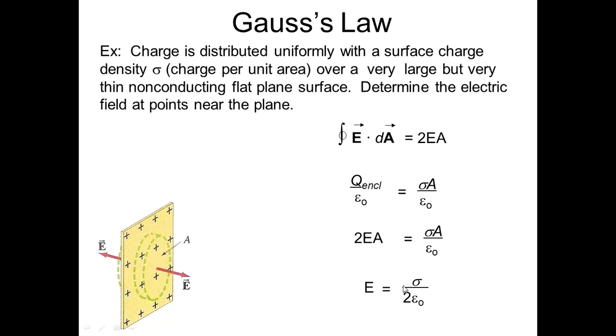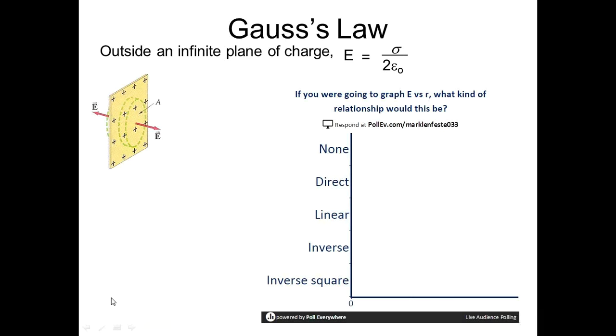Again, the sigma is just a variable. It's the charge per unit area. So let's say it's like 3 coulombs per square meter or something like that. And this is also constant, epsilon naught, permittivity of free space. That's a constant. So again, I want you to vote. See if you guys can get to the right place. I'm expecting maybe 12 or so. If you were plotting this versus R, what kind of relationship would this be?